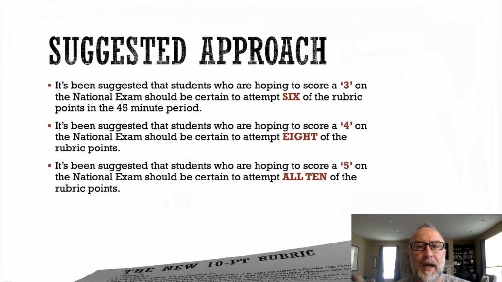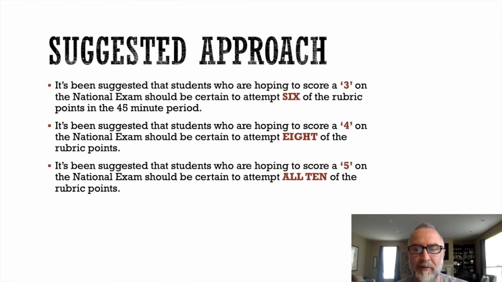Now, some of the people that have already seen this rubric and discussed it have made certain assumptions about the points earned. And so I want to pass this information on to you. It's been suggested that if you're hoping to score a 3 on the national exam, then you should focus and attempt 6 of the 10 rubric points in the 45-minute period.